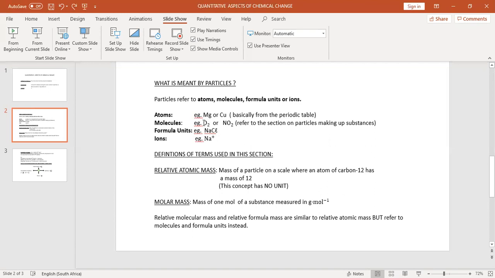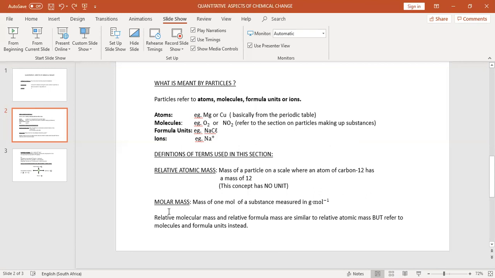Here it's just oxygen. Leave out the 2, just oxygen. That's 16. Just sodium, 23. Just chlorine, 35,5. That's relative atomic mass. I didn't mention a unit at all.